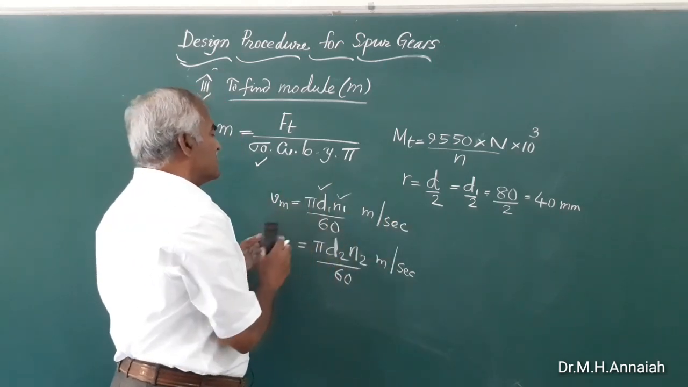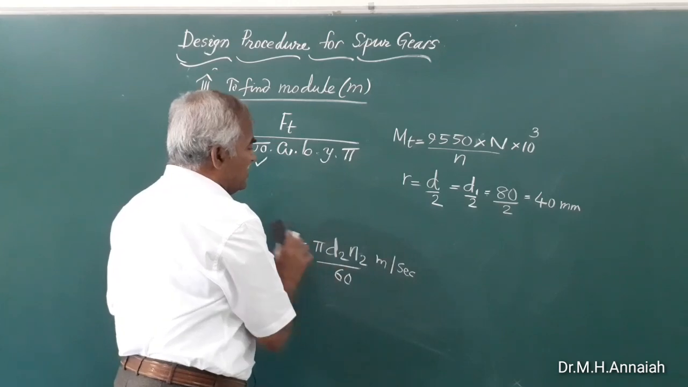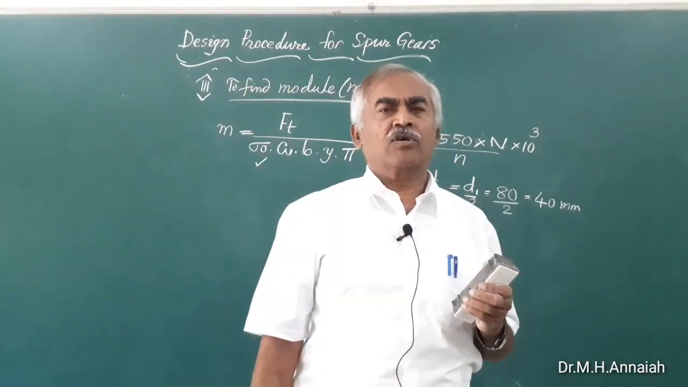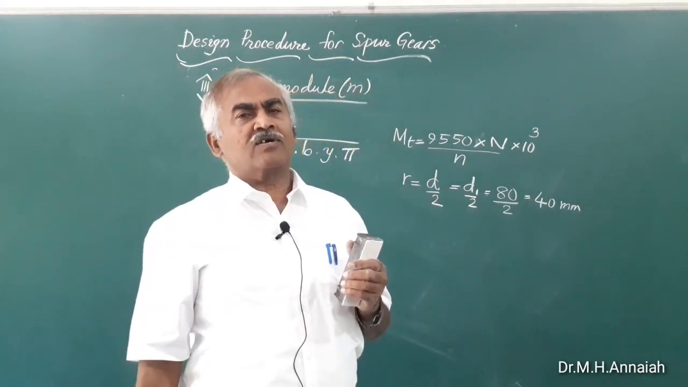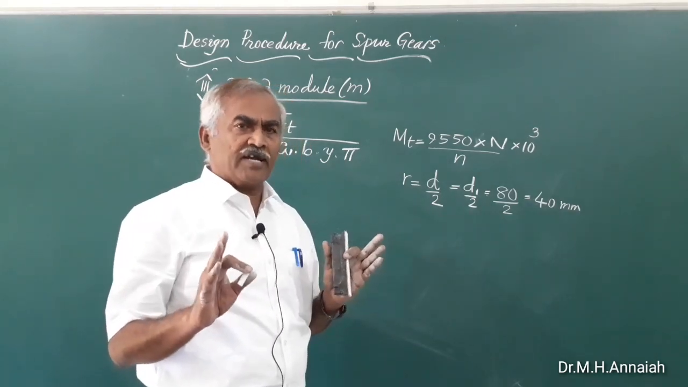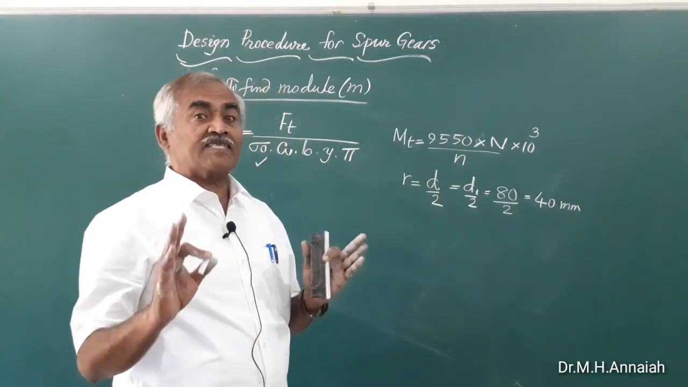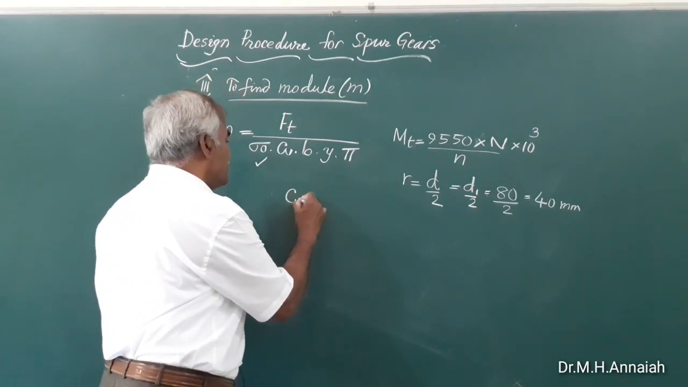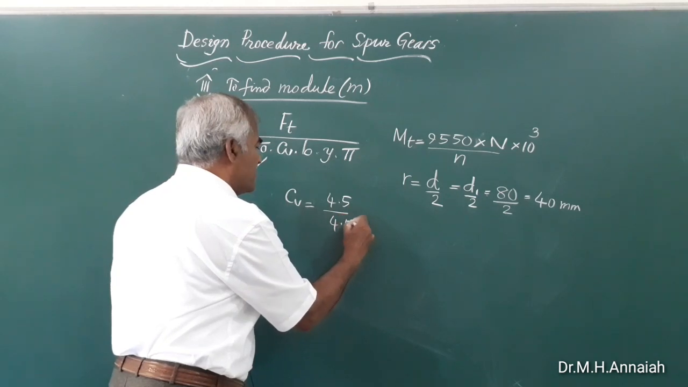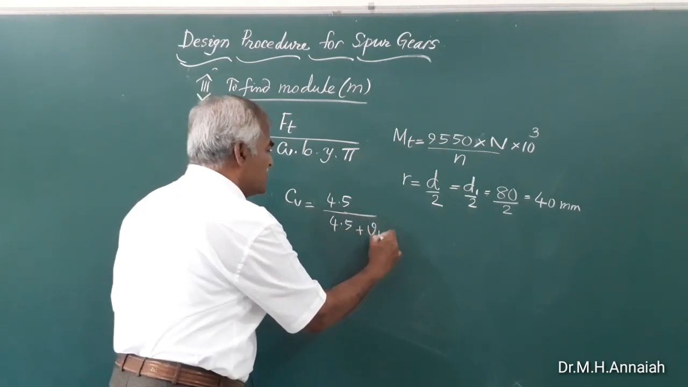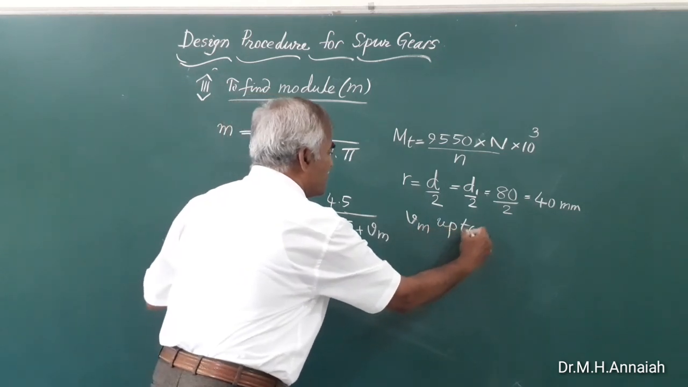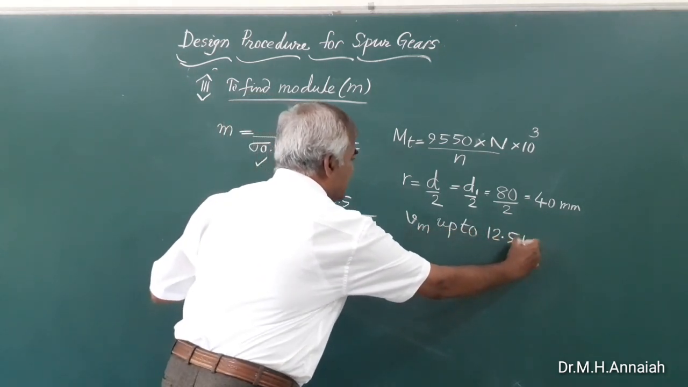Once you have this velocity calculated, then you have different formulae in the data handbook to find out the value of CV. Generally, up to 12.5 meter per second, the Barth's formula says CV is equal to 4.5 divided by 4.5 plus Vm. So, this is valid for Vm up to 12.5 meter per second.